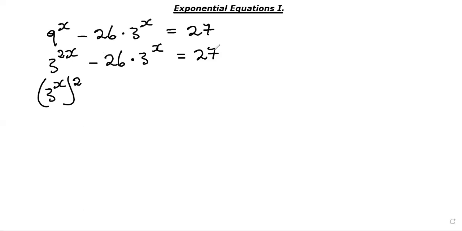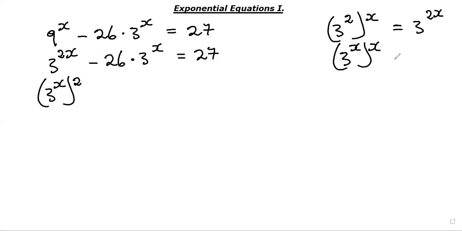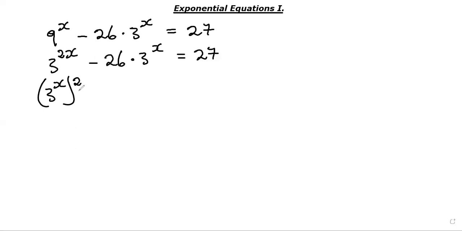I didn't change anything. Remember, we said 9 is 3 squared, which is raised to the x. If you expand this, you get 3 to the 2x. The same holds if you have 3 to the x, which is all squared. If you expand this, you still get 3 to the 2x. So it's exactly the same thing. The difference is the position of the exponents. The whole point of me writing it this way is so that you see it clearly.